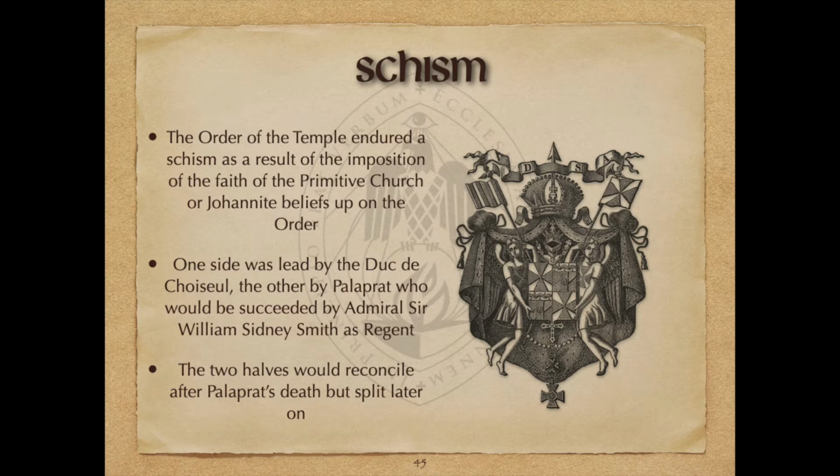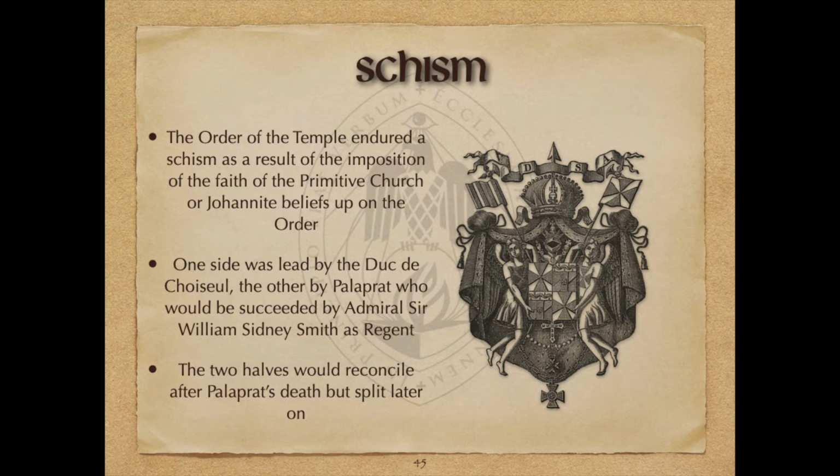Now we actually have, as a result of the imposition of the faith of the primitive church, in other words, the imposition of an actual religion upon the members of the Order of the Temple, with this connection with the primitive church, the Order of the Temple has a schism. The primitive church itself didn't schism, to my knowledge, and continued to have Bernard-Raymond Fabre-Palaprat as its founder and its leader. But the Order of the Temple did in fact schism as a result of having the Johannite Church, or the primitive church, pushed upon it.